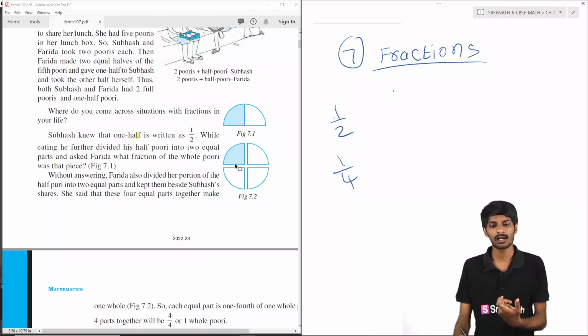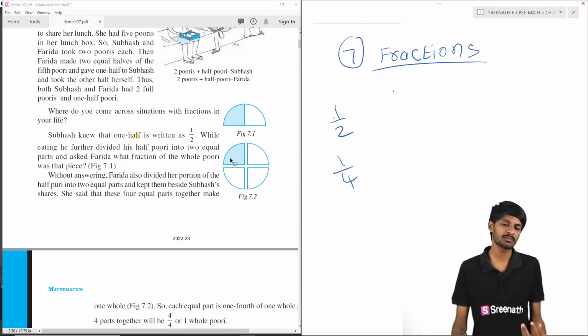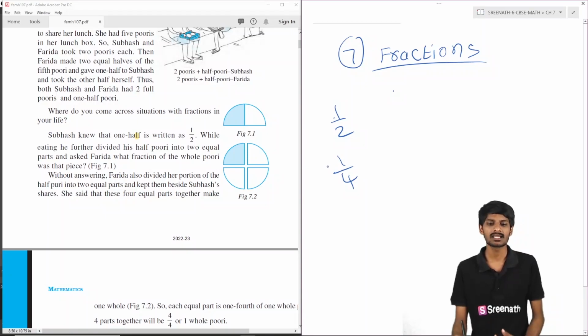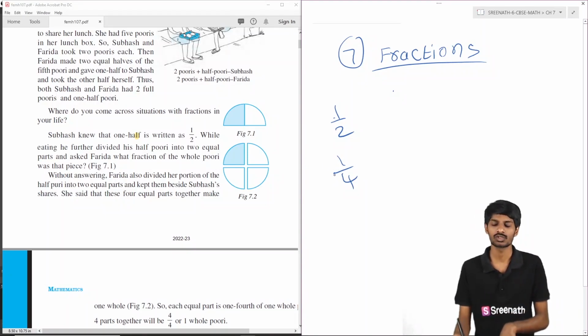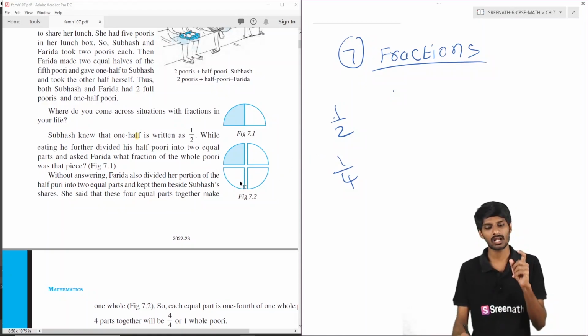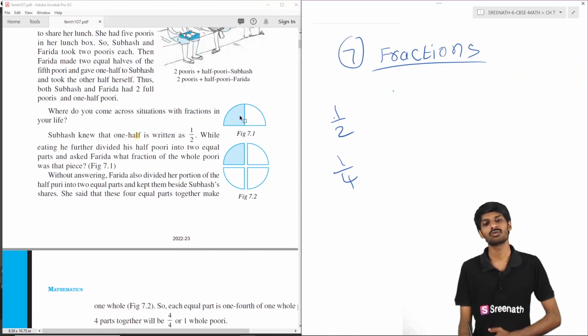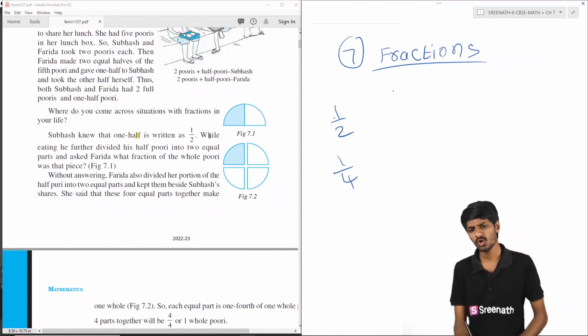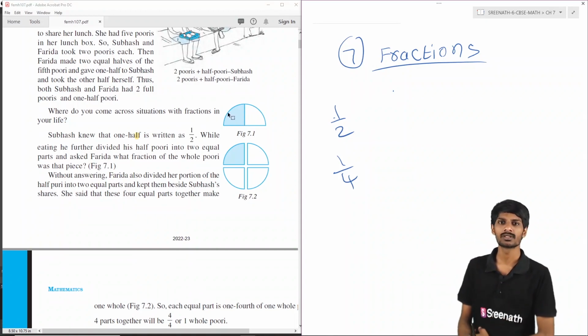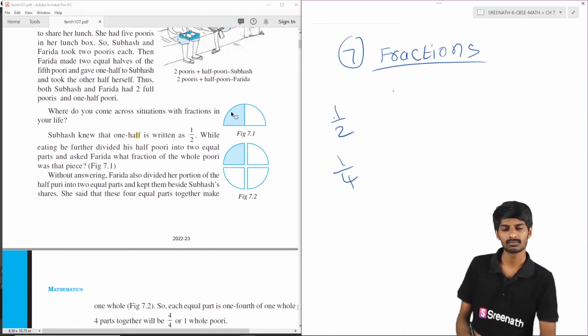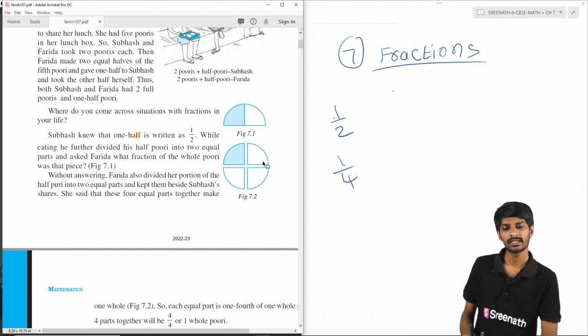So how is the shaded part represented? It is one part of the whole. There are basically 4 parts and they have taken only one part, 1 out of 4 parts, students. Okay, next, if you take a half puri, and make that half puri into 2 pieces, so if you take this half as the whole, or if you shade 2 parts, then it is 2 by 4 and it again comes to 1 by 2, students, like that.